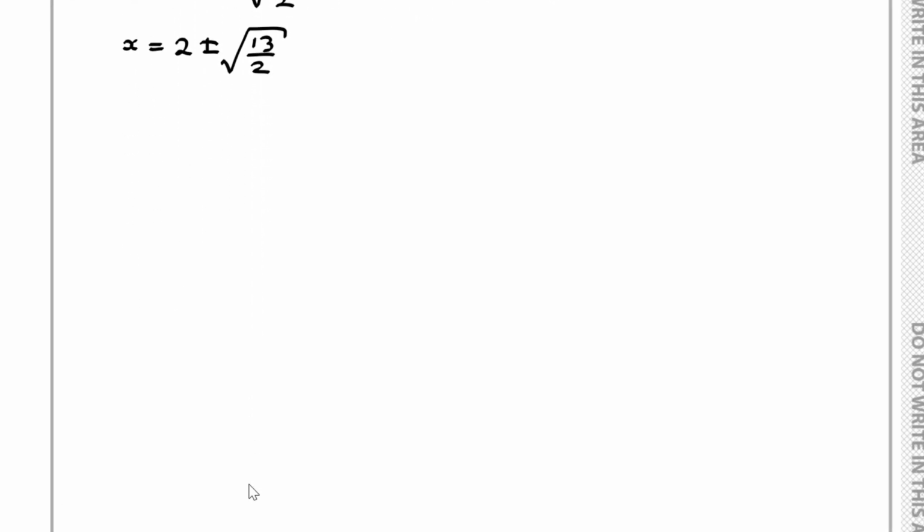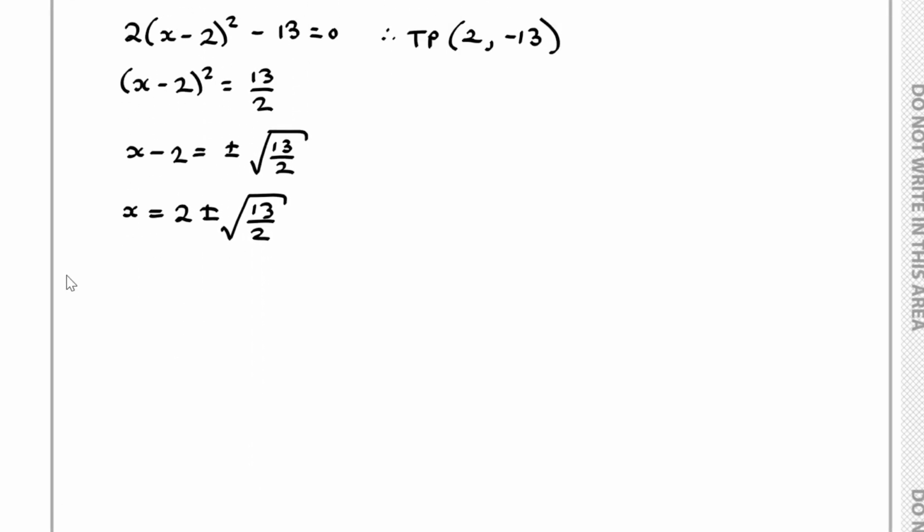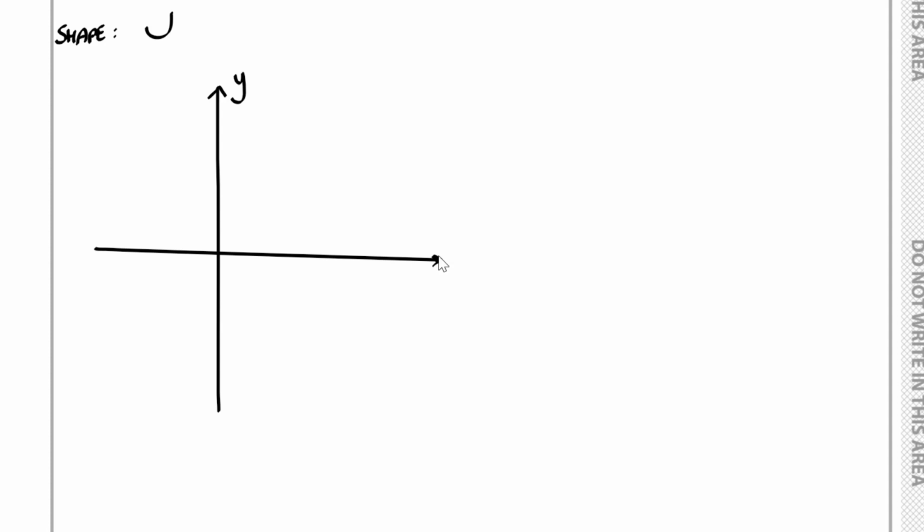So if we now sketch the graph, well, first of all we also need to look at the shape of the graph. Because we have a positive quadratic, we have a U shape. So if we sketch the graph, we draw on some coordinate axis like so. We have y, and then we have x, and the graph will look something like this.